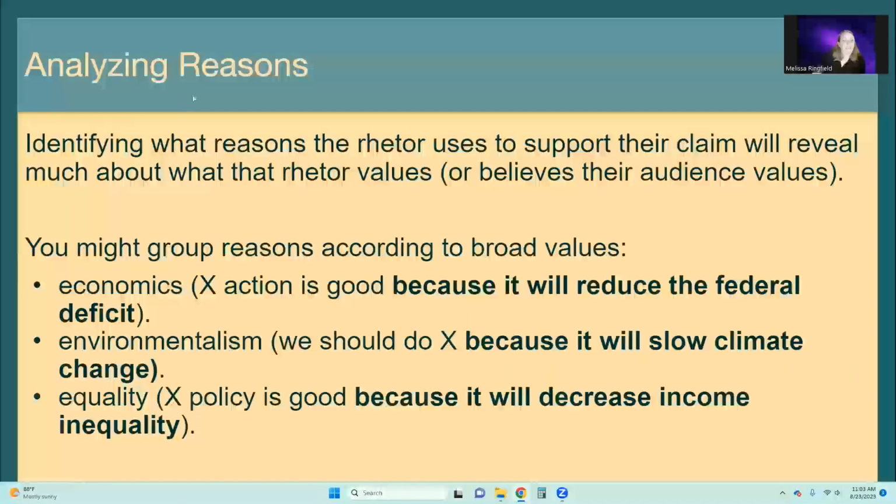After analyzing claims, you might want to analyze reasons. This can be really valuable when combined with values, which also overlaps with ethos later on. So you might group reasons according to broad values. For example, economics: X action is good because it will reduce the federal deficit. Or we should do X because it will slow climate change would be coded under environmentalism.